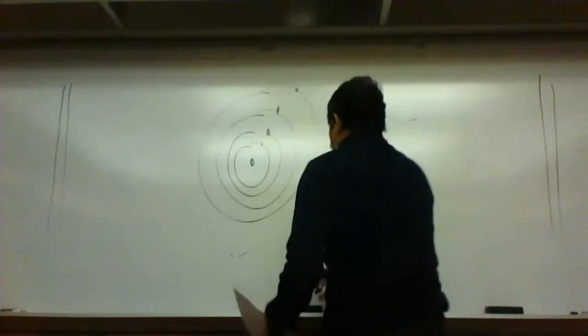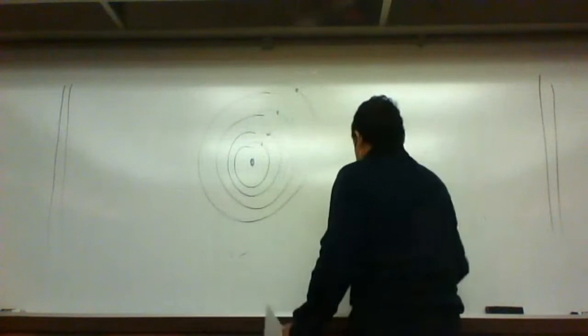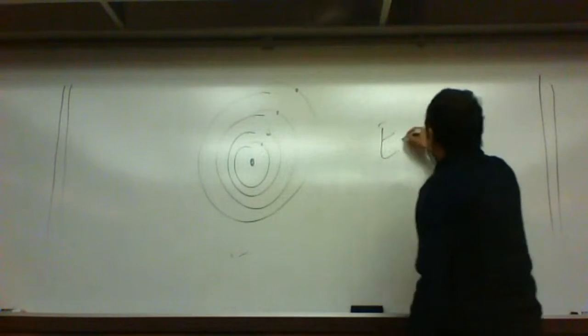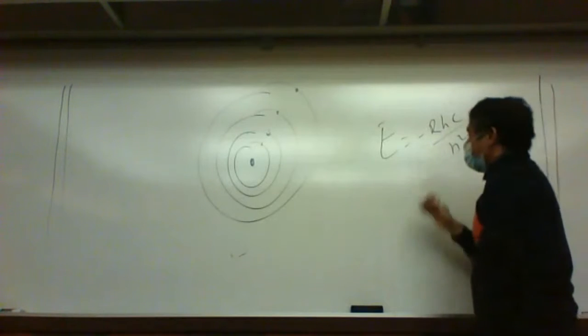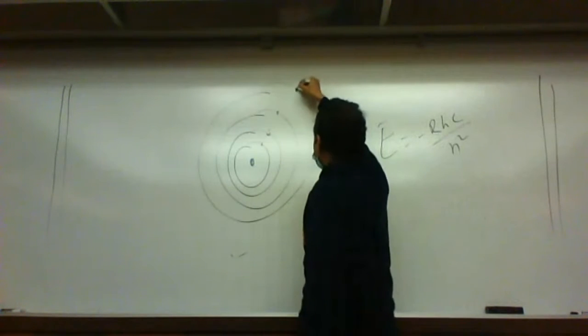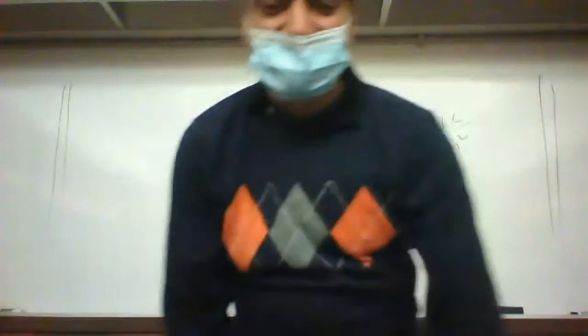Now I told you the energy of the electron is given as a negative number. So the energy of the electron is given as minus RHC by n square. Like that one, this number here comes to be very big, this number is small, this number is small, and this number is small. So the higher electron level is the more energy.